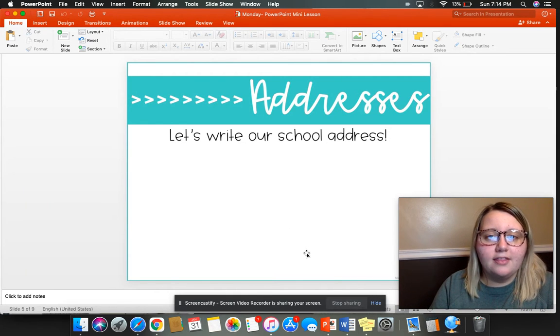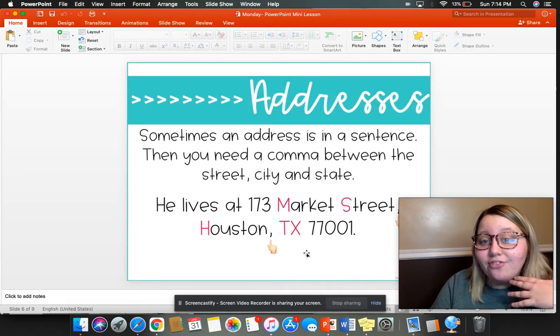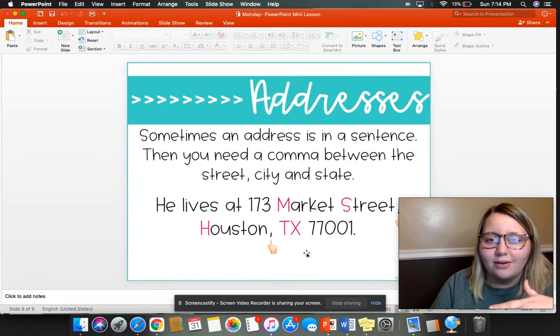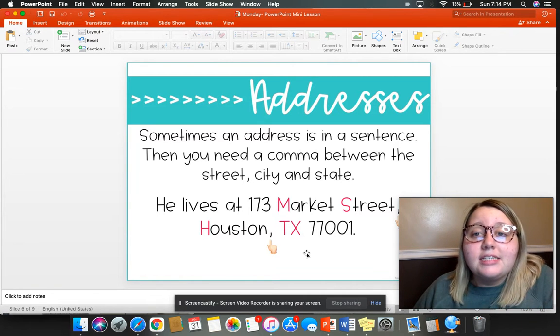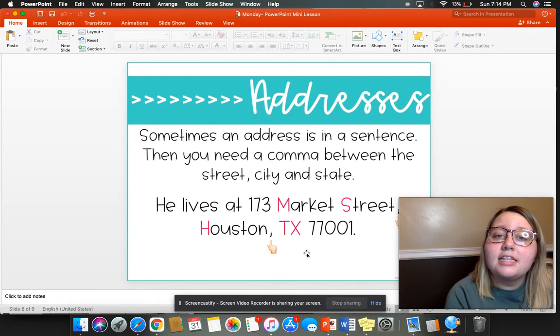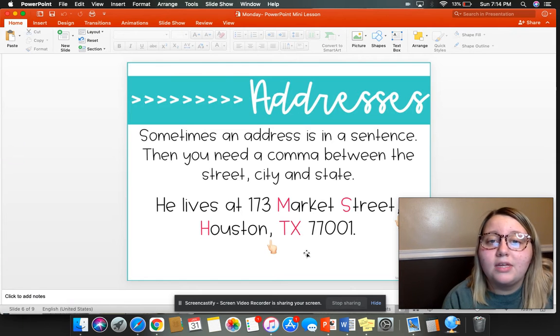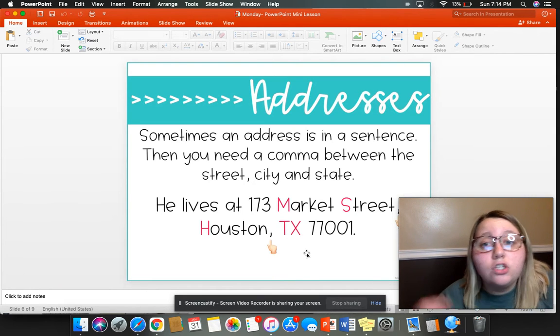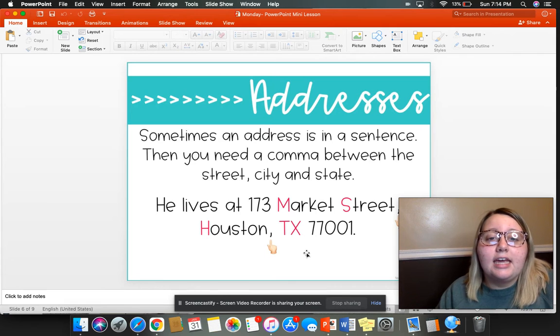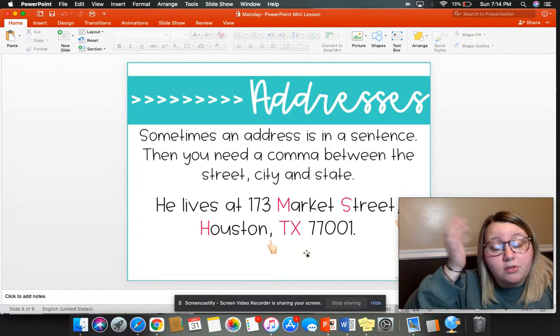So let's write the school address. That's not for our school. It's for the lady who made this her school. So sometimes an address is in a sentence. When an address is in a sentence, you need to add a comma between the street, city, and state. Okay? So when you're writing your address in a sentence, you would write your comma after the street name and then again after the city, in between the city and the state.